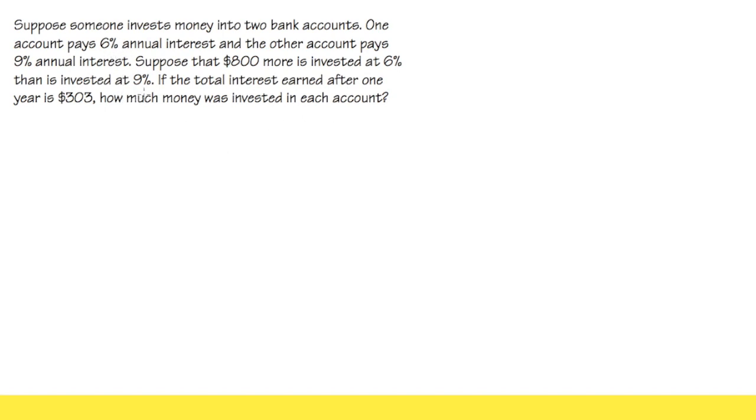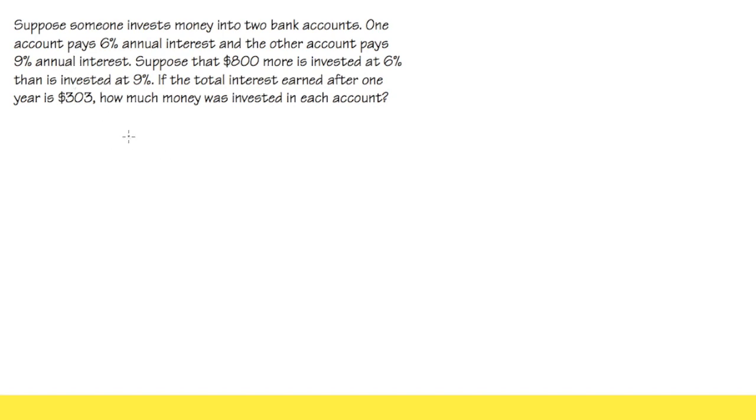We don't know how much money we put in the 6% account, and we also don't know how much money we put in the 9% account, right? So this is a big hint that we should use a system of equations, and we have two unknowns. That means we should have two equations. And this is how I would recommend you organize all the information.